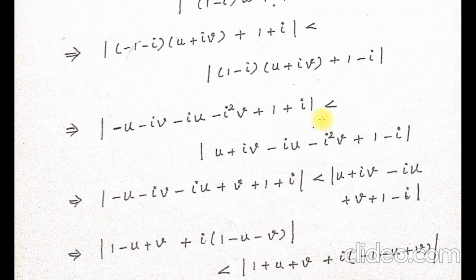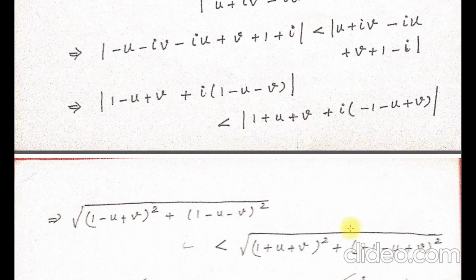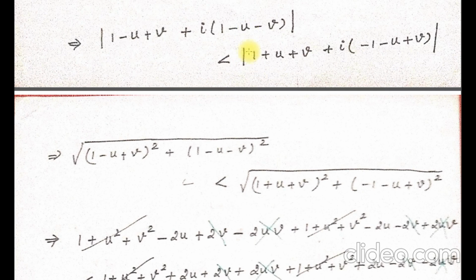For modulus, again it should be in the standard complex form. The standard complex form means real part and then imaginary part. For that only I am proceeding with the simplification like this. So I have found out what is the real part and what is the imaginary part. Similarly on the right hand side. What is the formula for modulus? Square root of real part square plus imaginary part square, right? That is what is done. 1 minus u plus v the whole square plus 1 minus u minus v the whole square less than, similarly here.